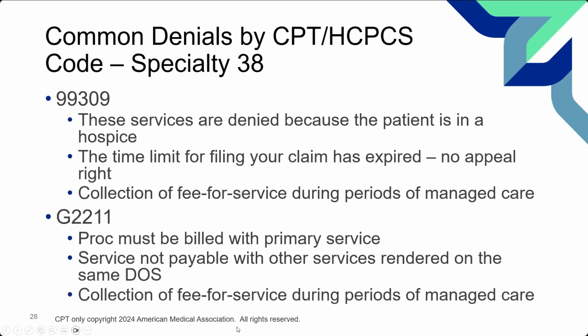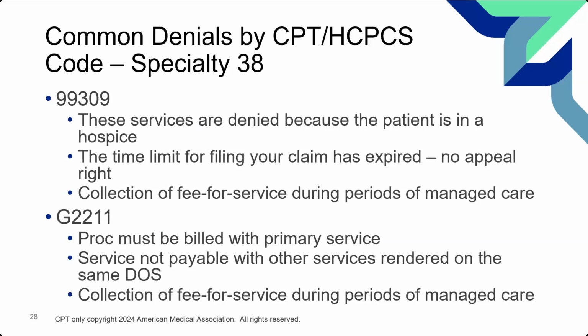Let's take a look at the codes. The most common rejected, or I caught myself, denied service is the 99309. The 99309 is that subsequent nursing facility care, high complexity. These services are denied because the patient is in a hospice, the time limit for filing your claim is expired, and the patient has Part C.